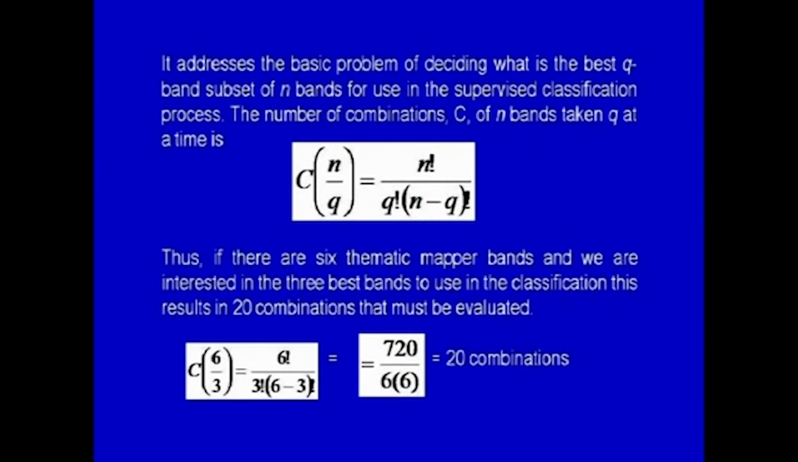It addresses the basic problem of deciding what is the best q band subset of n bands for use in the supervised classification procedure. The number of combinations C of n bands taken q at a time is expressed by the equation C = n! / (q!(n - q)!). Thus, if there are 6 Thematic Mapper bands and we are interested in the 3 best bands to use in the classification, this results in 20 combinations that must be evaluated.